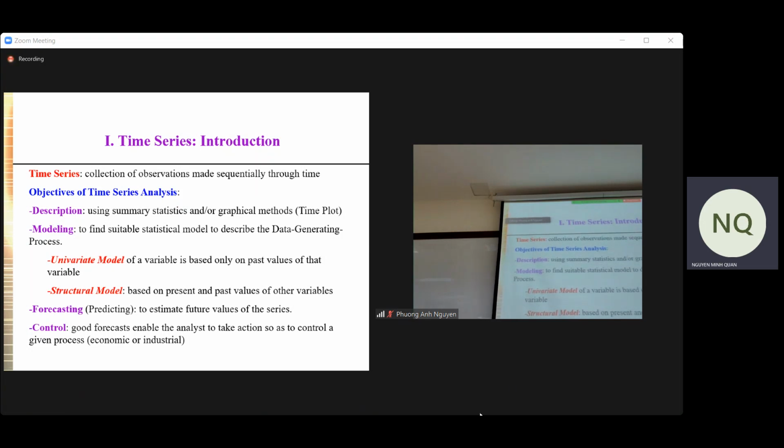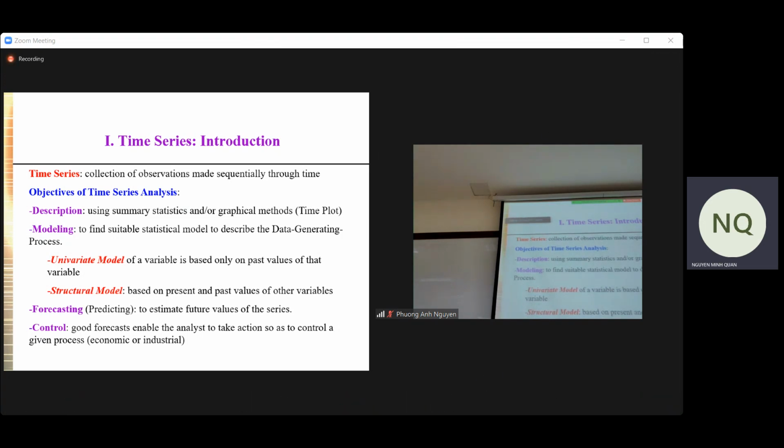Then it means that we try to explain the variation, the variability of y using x. And it corresponds to which model? I think the second one. Structural model, because you use the present or past values of other variables to explain the current variable. For example, you are interested in this y variable. CRM will help you explain y using the values of other variables.